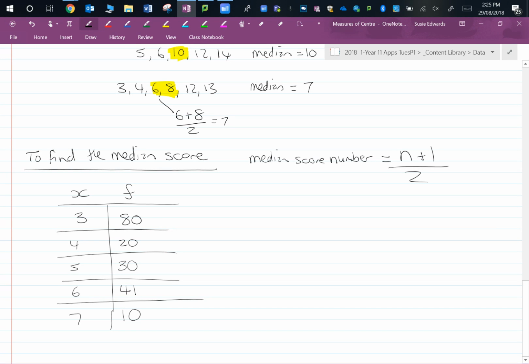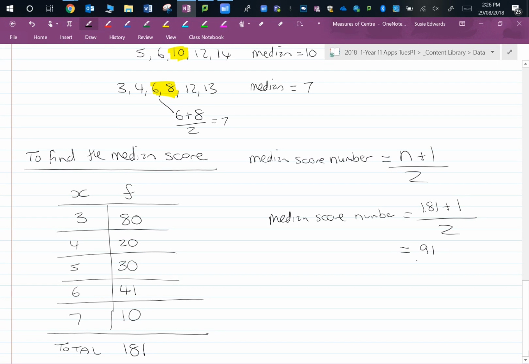so if I got given this, how many scores are there? 181. All right, so that's a lot of scores to be going like the last one out and then in and then like this on a table. You're just going to get it wrong. So instead I can go, okay, the median score number, notice it's a score number, it's not what the actual median score is. Median score number is 181 plus 1 divided by 2. So 182 divided by 2 is 91.